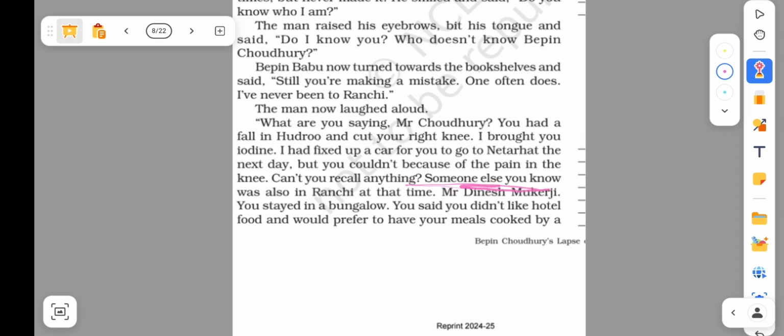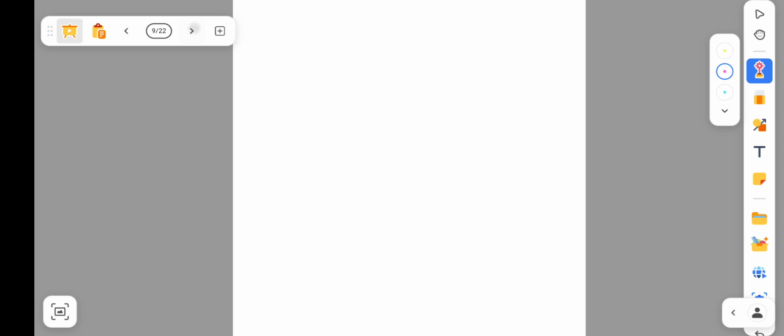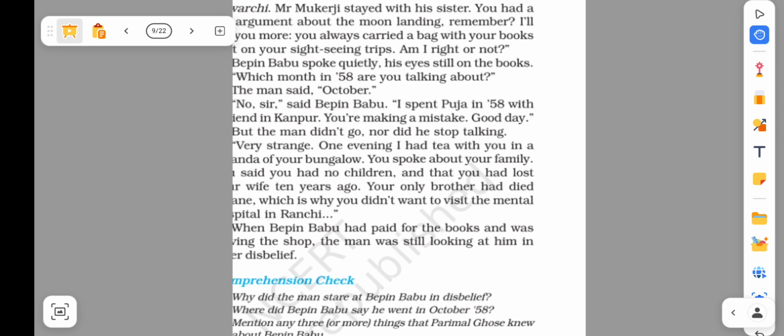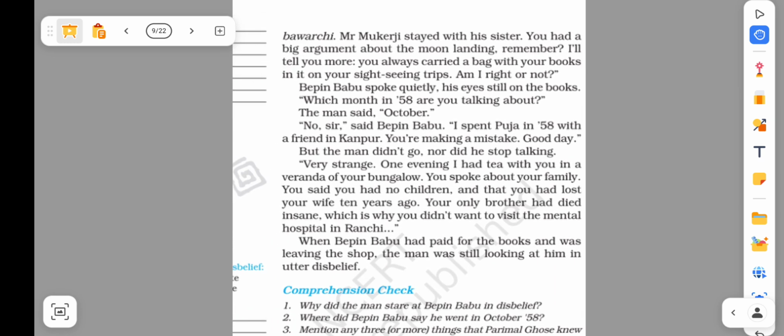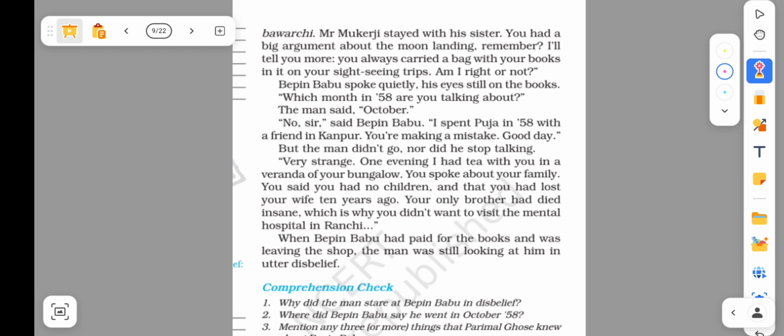Don't you remember anything? Someone else you know was also in Ranchi at that time, Mr. Dinesh Mukherjee." Mukherjee's spelling is wrong; Mukherjee is KH, not KE. "You stayed in a bungalow. You said you didn't like the hotel food and would prefer to have your meals cooked by a bawarchi." So he was talking about everything, whatever he knew about Bipinda. "Mr. Mukherjee stayed with his sister. You had a big argument about the moon landing. Remember?" So he also had a big argument about the moon landing. So he was trying to tell him all the stories he had at that time.